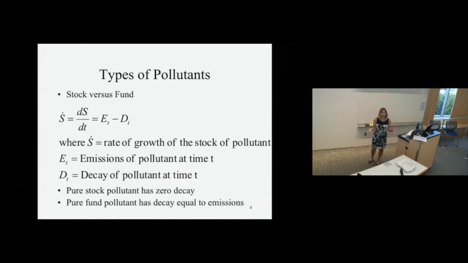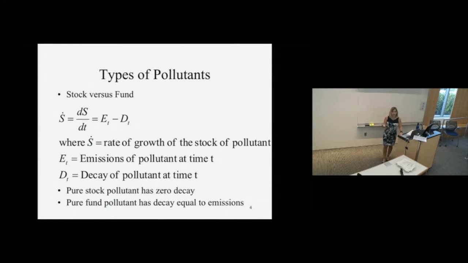We have a spectrum of pollutants in the world. You can have stock pollutants, which stick around in the environment. They don't decay very quickly, and that can range on a spectrum to flow pollutants, which might be more transient. They might decay more rapidly over time. So can anyone tell me what that little dot over the S means? Derivative with respect to time. So when you see a variable with a dot on top of it, that means it's the rate of change over time. So we're taking the derivative of S, whatever that function is, with respect to time.